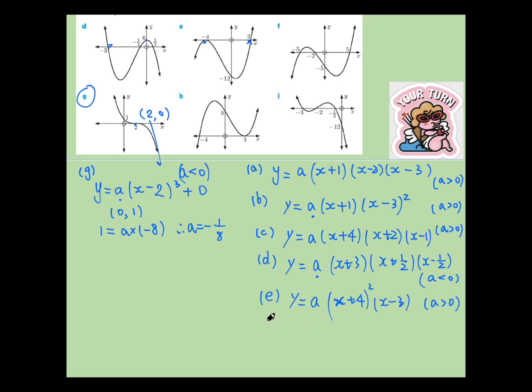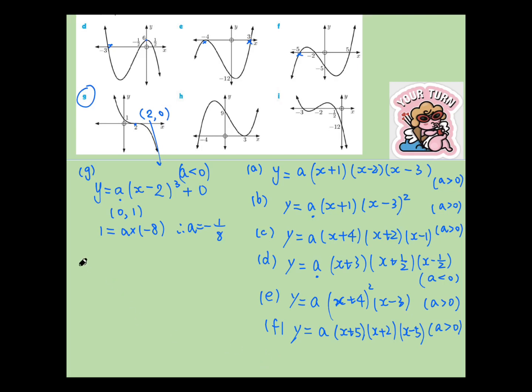Then for F, the main trend is climbing up here. The coefficient a should be positive, and there are 3 distinct x-intercepts. Then the equation is y equals a times (x plus 5) times (x plus 2). The third factor is (x minus 5).